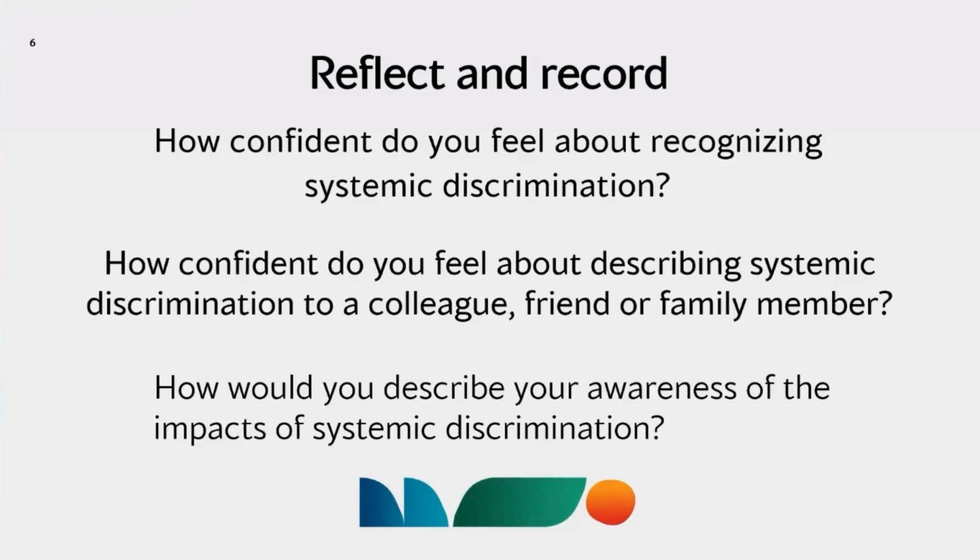The second question is, how confident do you feel about describing systemic discrimination to a colleague, friend, or family member? The third question is, how would you describe your awareness of the impacts of systemic discrimination? And again, rate 1 to 5, with 1 not at all aware and 5 extremely aware. Consider writing your answers on a slip of paper or a notes or Word document so that you can compare it with how you responded at the end of these modules. And as with all of the reflection questions during these web-based learning sessions, we invite you to take the time you need to do this. Pause the recording and start it again when you are ready.